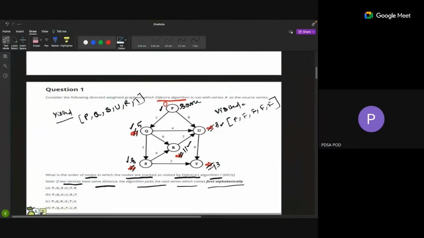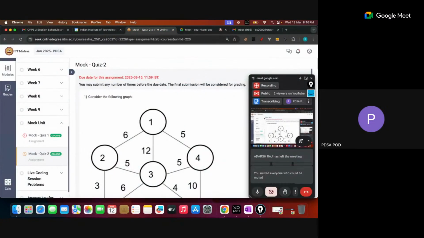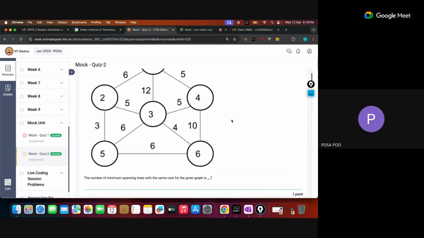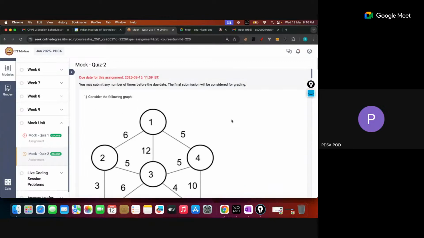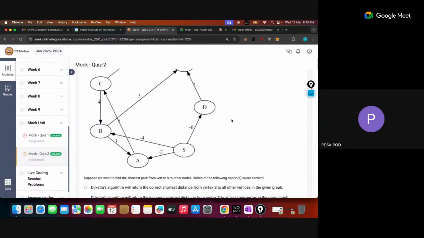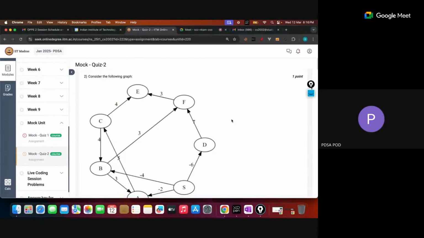Let me see if there is any mock question on Dijkstra's algorithm. This is not Dijkstra's one, I think it's a minimum cost spanning tree. We don't consider this. Here is one more. Please look here, there is question number 2 in the mock.